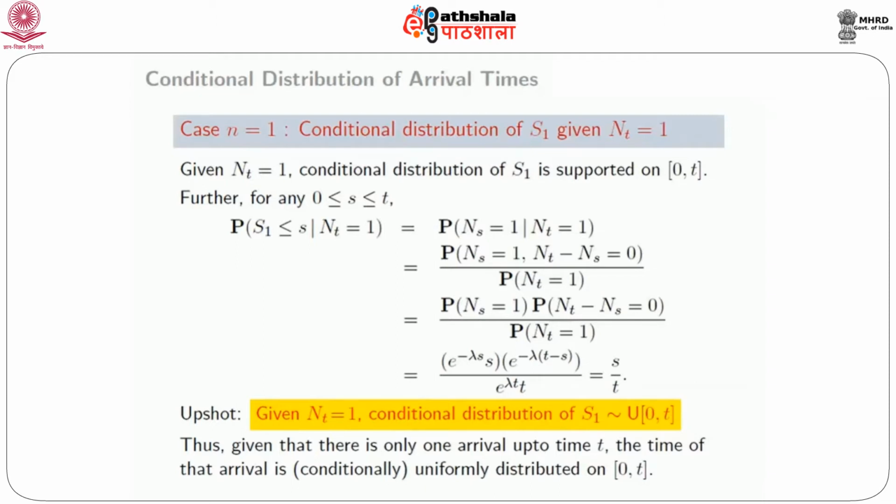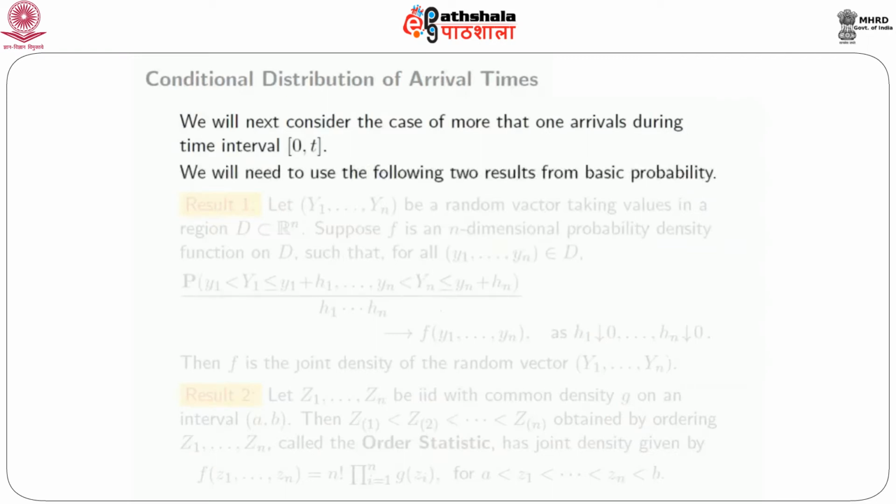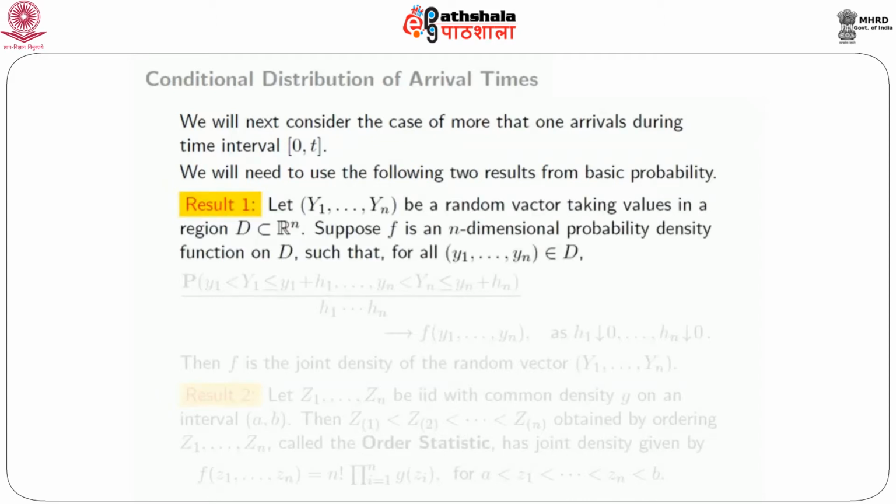That's exactly it. So we next consider the case of more than one arrival during time 0 to t. But to handle that, we need to use two basic results from probability. Result 1 is this. Suppose Y1, Y2, ..., Yn is a random vector taking values in some region D in R^n. Suppose that f is an n-dimensional probability density function on D. That means that f is a non-negative function on D integrating to 1. The integral of f over D is 1.